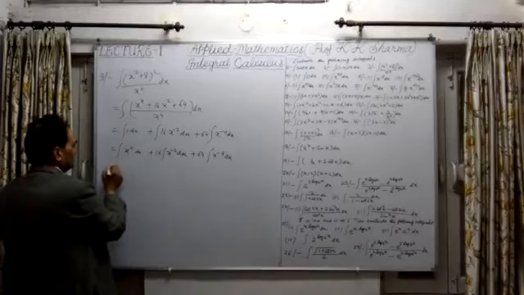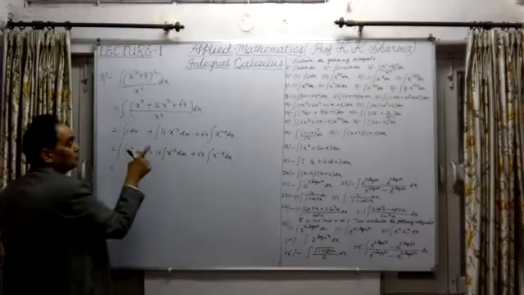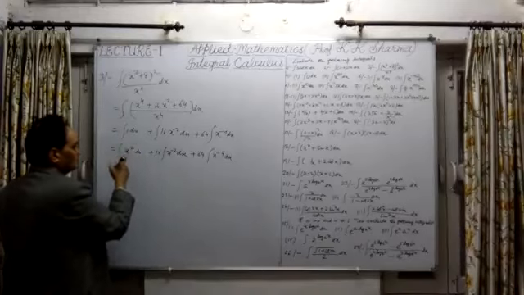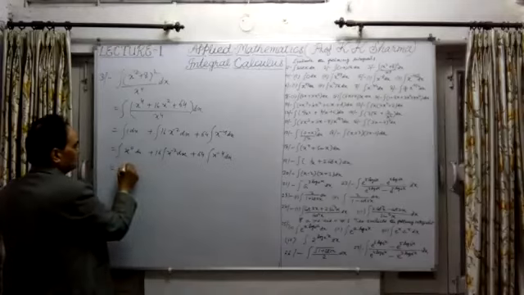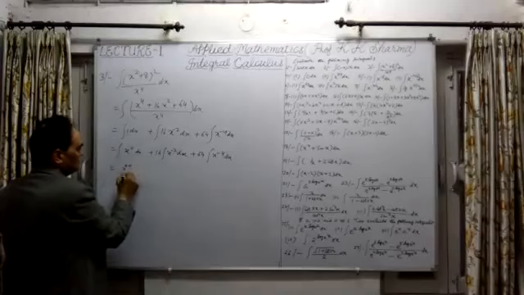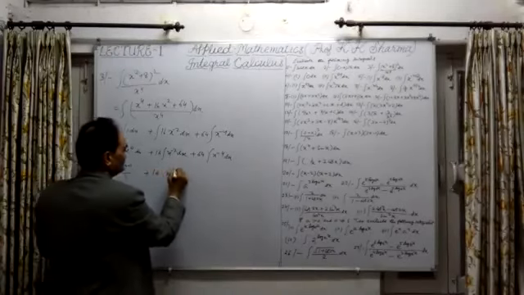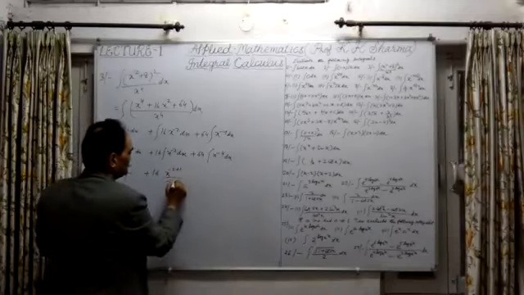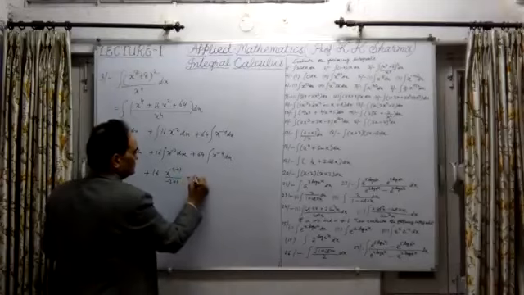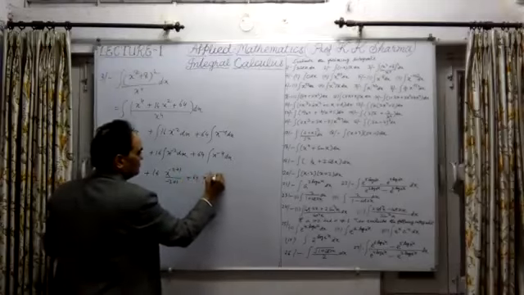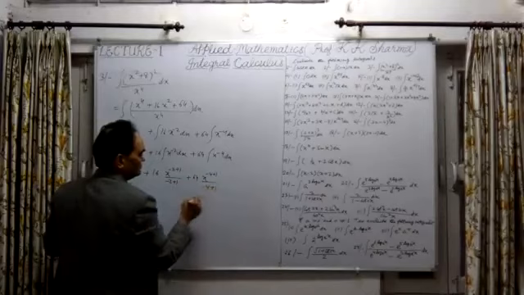Now, what is the integration of this? If I follow the polynomial rule, just write x raised to the power n. It will be x raised to the power 0 plus 1 upon 1 only. This is plus 16, x raised to the power minus 2 plus 1 upon minus 2 plus 1, plus 64, x raised to the power minus 4 plus 1 upon minus 4 plus 1.